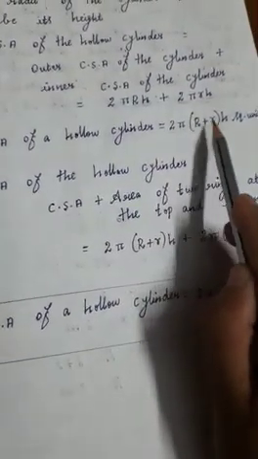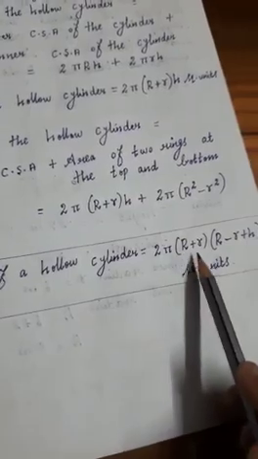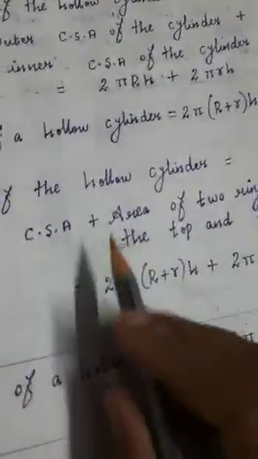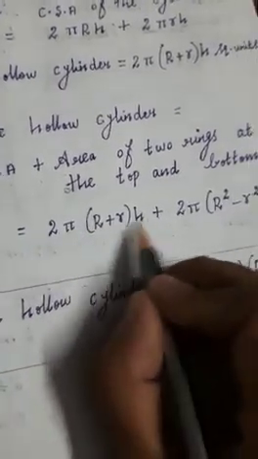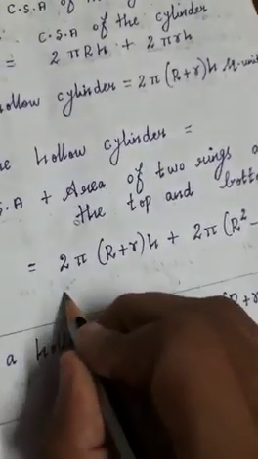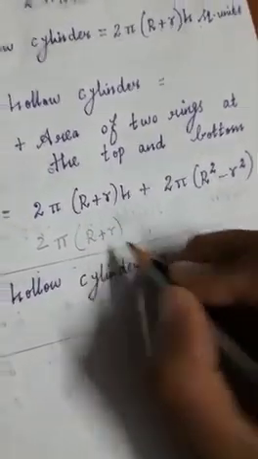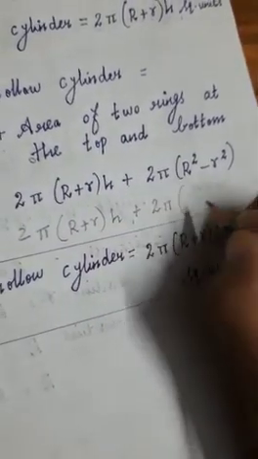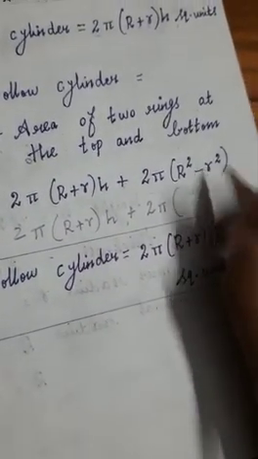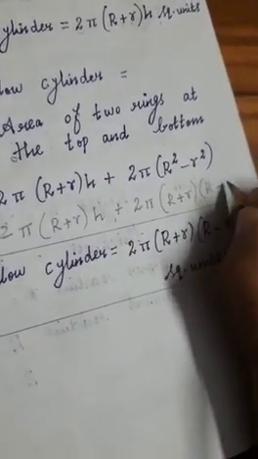So the CSA of the hollow cylinder is 2 pi into R plus r into h, and the TSA of the hollow cylinder formula is 2 pi into R plus r into h plus 2 pi into R square minus r square. Which things are common? You can simplify this. Here also you can write 2 pi into R plus r into h, plus this also you can write using the a square minus b square formula, like that. Then what you can write: R plus r into R minus r.